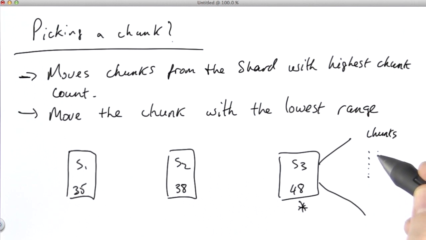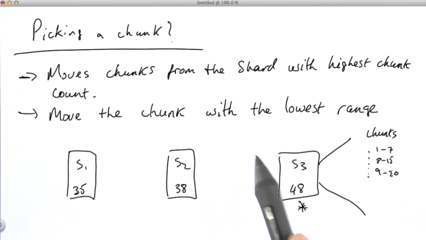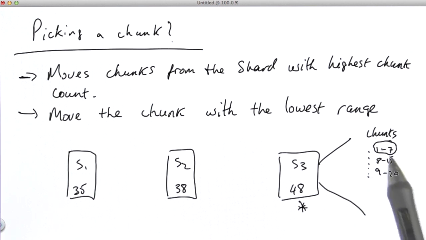So you can imagine that if it was a simple integer, this first chunk here might be 1 to 7, this one here might be 8 to 15, this one here might be 9 to 20, or whatever way that's actually working out. So now the balancer takes a look at this list of chunks, and it goes and finds the one with the lowest range, which in our particular case is this 1 to 7 chunk here. That's great. So now it's selected the chunk that it wants to move, the lowest range chunk on the shard with the highest number of chunks at the moment.